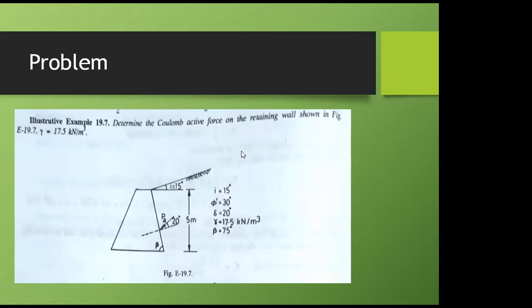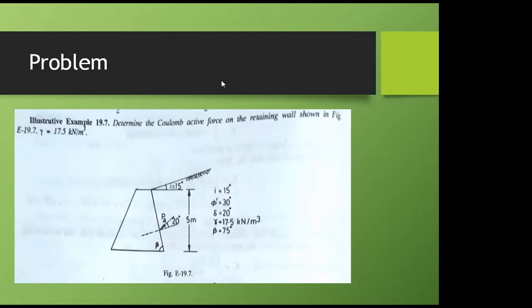Cos square of phi minus beta by cos square of beta into cos square of delta plus beta into 1 plus under root sine of phi plus delta into sine of phi minus i by cos of delta plus beta into cos of phi minus beta. Right. So h is how much here? 5 meters, ma'am. Right. So substitute the values and tell me the answer.